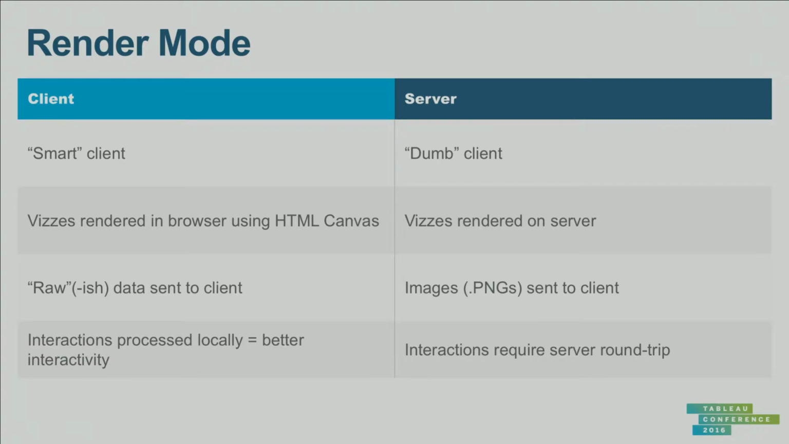So I mentioned render mode, and hopefully most of you are familiar with this. For those who aren't, just want to give a really quick overview. On server, we have two different methods of rendering dashboards. We have client rendered, which is the default. And in client render mode, we send, I'll say, lower level data. It's not necessarily the raw data from the database. It's been munged a little bit from the server to the client.